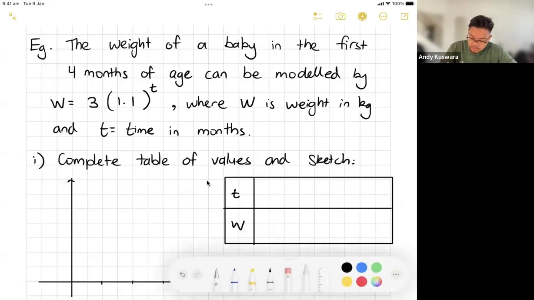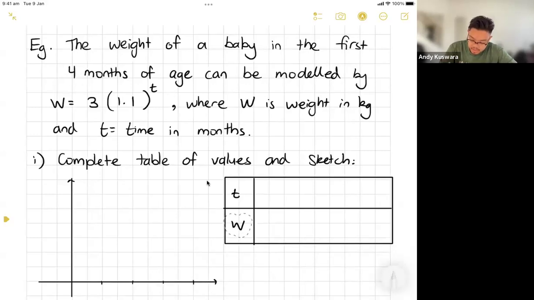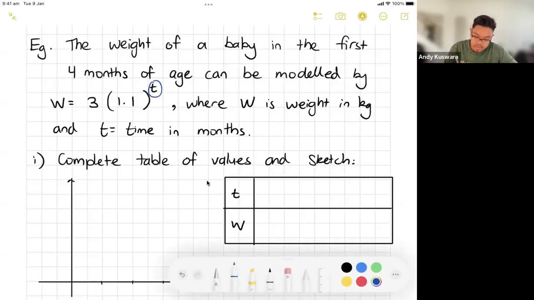Okay, now I've already made a little mistake here. Oh no, this is fine. I actually haven't. That was a joke. So T represents time, W represents weight, and then we've got all these other things, and you can clearly see because T is a power that this is going to be some sort of exponential graph.